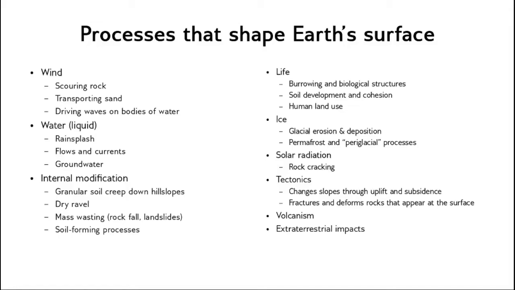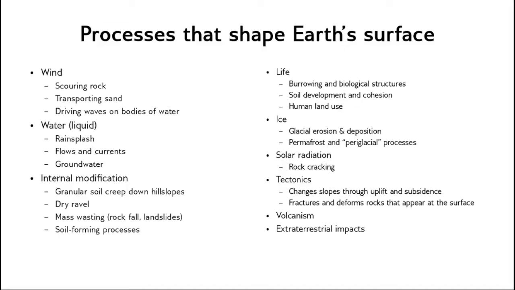Water is extraordinarily important in shaping Earth's surface. In fact, we're going to spend much of our time this semester on liquid water because it is really kind of like the number one geomorphic agent that we think about day in and day out. At least I do. So, rain splash, detaching material from hill slopes, flows and currents, whether these are underwater, in the ocean, or in rivers. Groundwater beneath the surface, which might seep through, causing chemical weathering or detaching a little bit of material. And you can also think about what might happen internally in some piece of land, even without wind or water driving this, such as granular soil creep down hill slopes, so soil just creeping grain by grain.